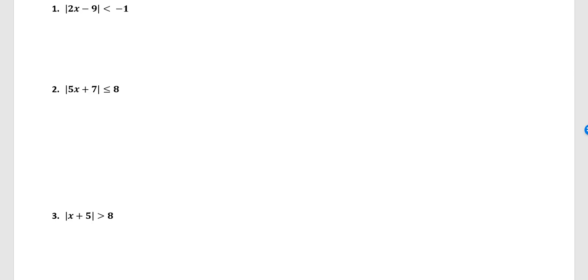Okay, so let's look at what we have here. We have the absolute value of 2x minus 9 is less than negative 1. So remember, since we have a less than sign, we need to use the and operand, or basically take the intersection of both instances of the inequality. Okay?